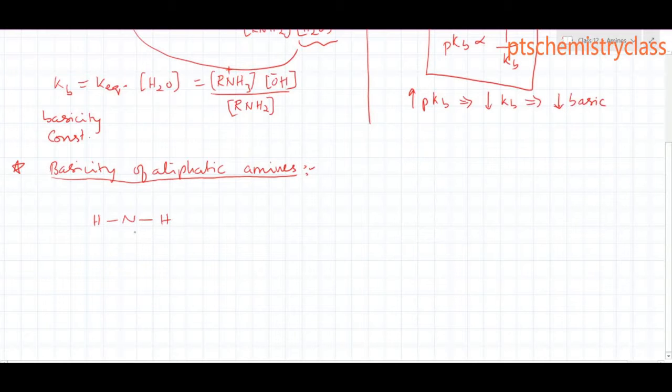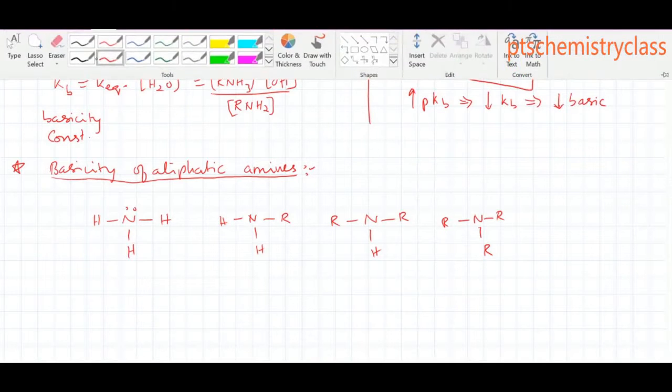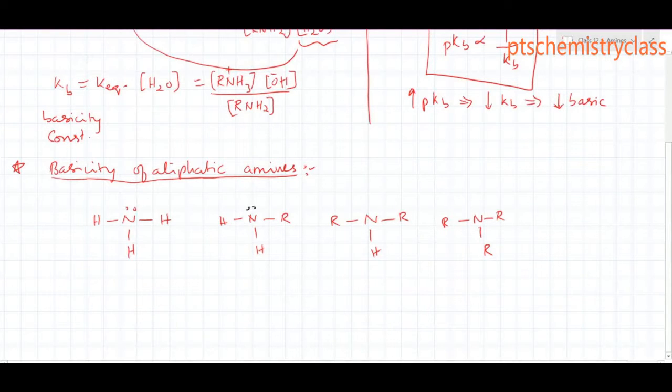Ammonia you have like this. It has got a lone pair. And you have one hydrogen substituted with R, and another hydrogen also substituted with R, and the last hydrogen also substituted with R. So from this you can infer that an amine becomes more basic when it can readily donate the lone pair on nitrogen, then we call that more basic.